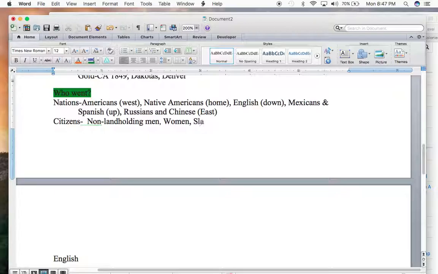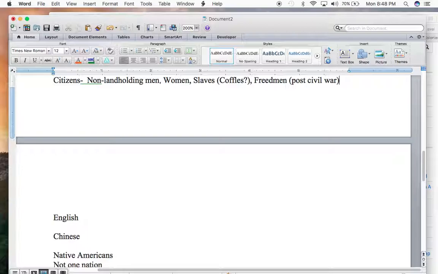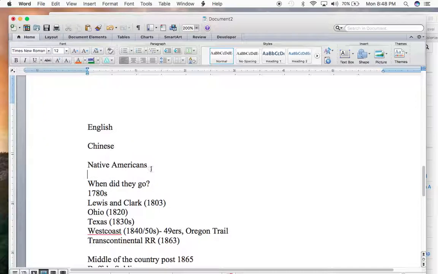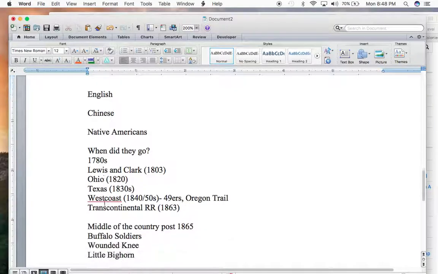And then we have slaves. Slaves were brought west in what were called chain gangs called coffles. Oh no, I think it was called coffles. We'll look that up, but it's really close to that. And then, of course, freedmen went west, and that was in the post-Civil War period. I had already gone over the English and the Chinese, Native Americans, all the nations that went west. We can ask, when did they go?